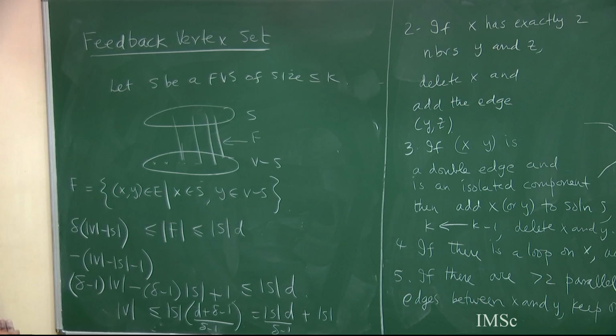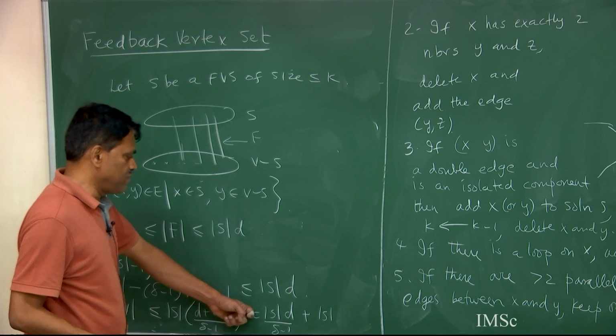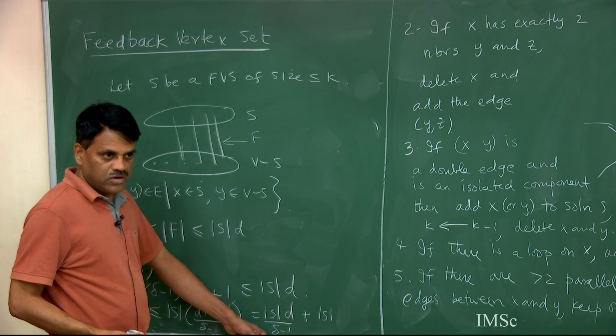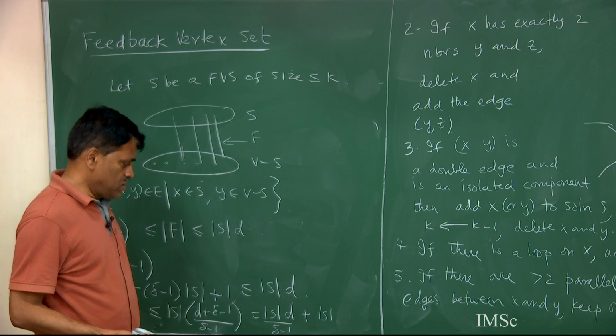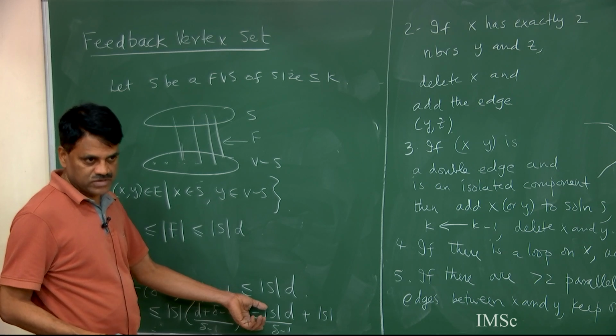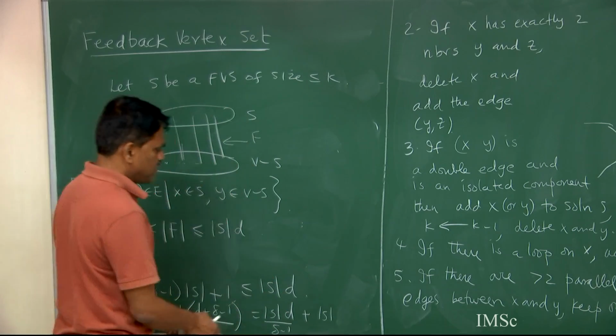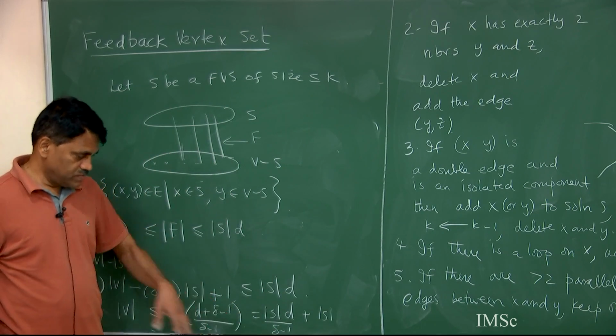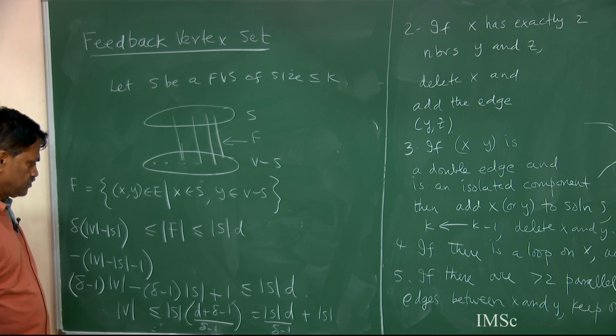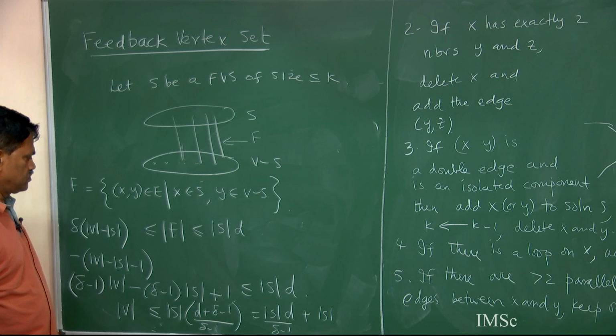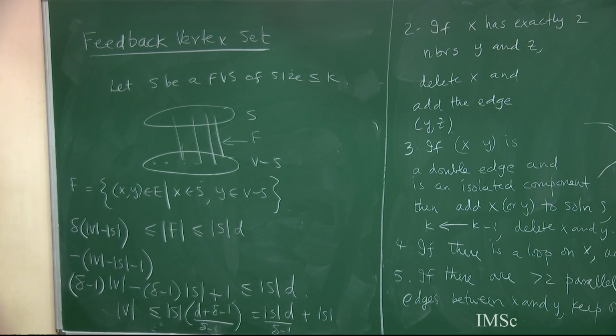So if delta equal to 3, what is this saying? Cardinality of S into D by 2. If delta is more, then it's even a smaller fraction. Okay, so it's 1 by delta minus 1.